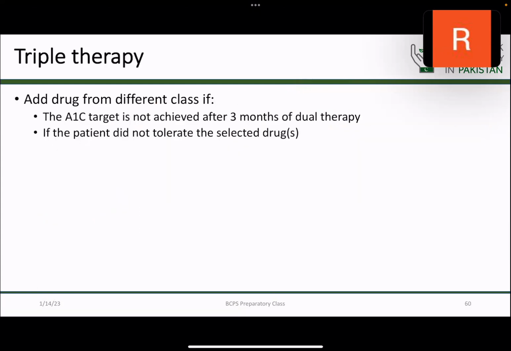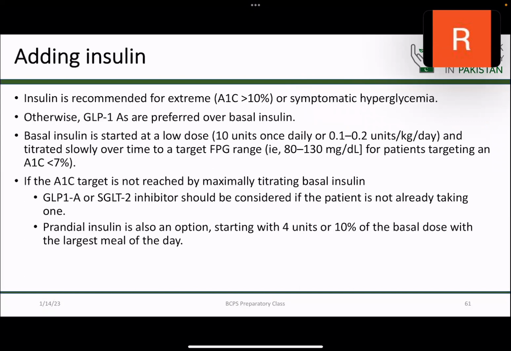Triple therapy: sometimes, even with 2 medications, the goal is not achieved. So we can add another agent from another class, and we can add a third drug as well, and we can add insulin as well. We have already discussed that if the A1C level is more than 10% above the goal, then adding insulin early is most of the time a necessity.